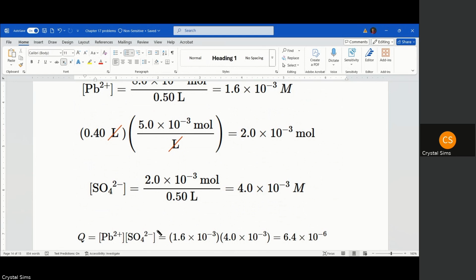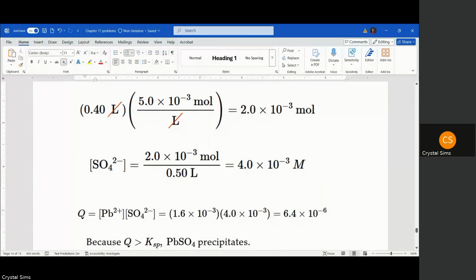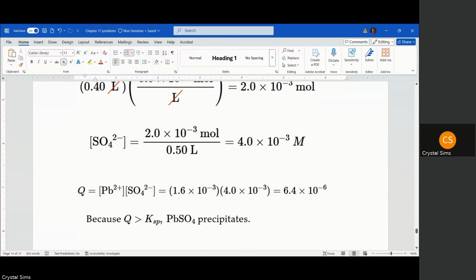So then when we would write that expression, we would have to square the sodium because it's Na2. All right, so just keep that in mind. Think about what your compound is going to be when you combine your 2 ions to determine what exponents you might need in your expression. So again, we set this up just like a KSP expression, multiply, and we get 6.4 times 10 to the negative 6. We compare that to the actual KSP. It's greater than KSP, so the lead sulfate will precipitate.